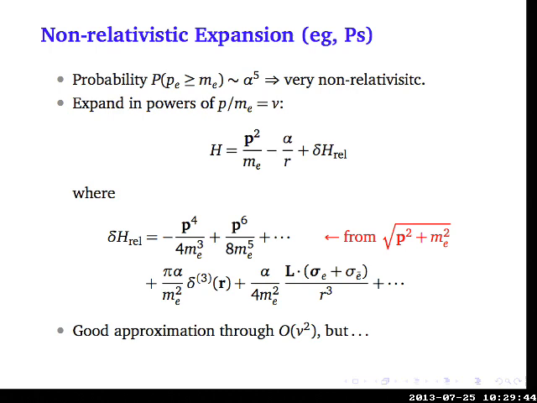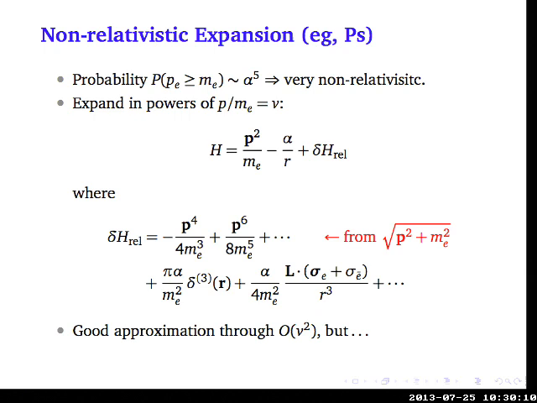You get things like the Darwin term, the spin orbit term, the spin-spin terms, and all the standard things that are in advanced quantum mechanics textbooks. It's really a very lovely sort of Hamiltonian and gives really good results for the energy levels as long as you work just to leading order in v squared. So don't include the P to the 6, just keep the P to the 4th. Just look at these things in first order perturbation theory.